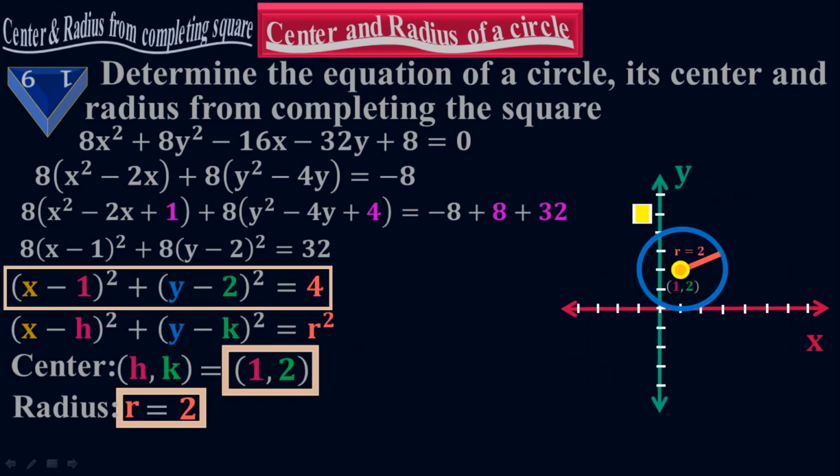We had 3 objectives: the equation of the circle, which we got here, the center of the circle, which is 1 comma 2, and the radius of the circle, which is 2.